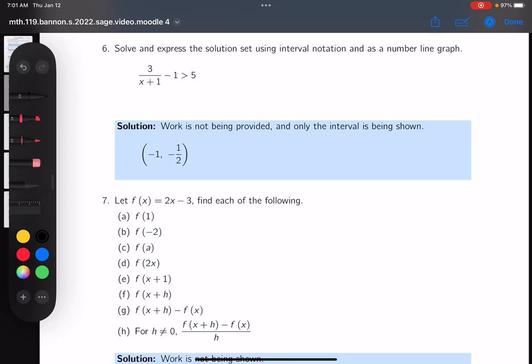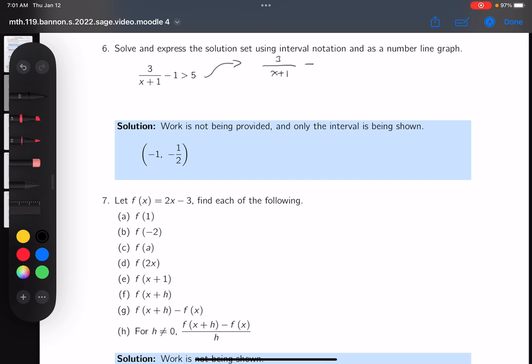Okay, this is a rational inequality, and the technique we taught in class is that we need to get one term, compare it to zero, and completely factor top and bottom. So let's go through the steps. The first step would be to subtract 5 from both sides.